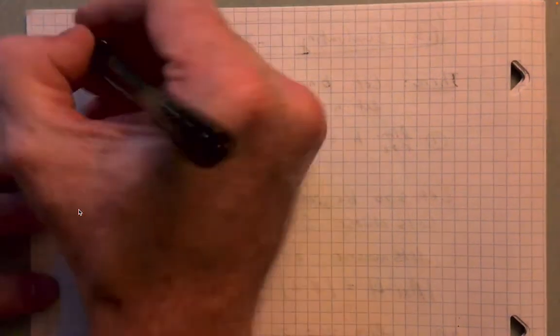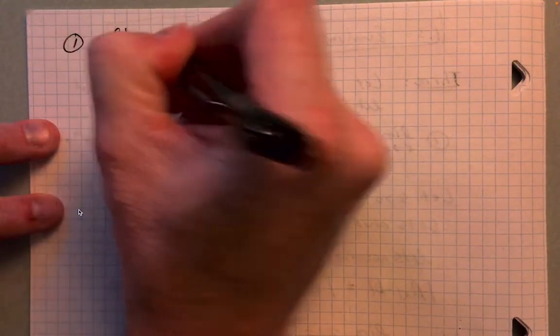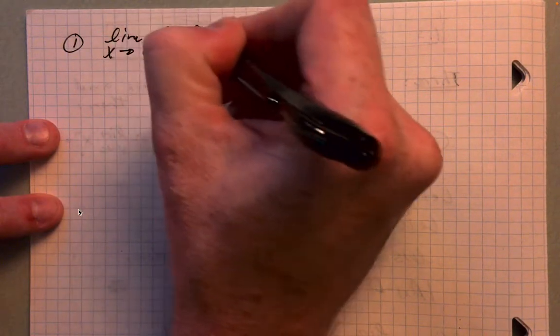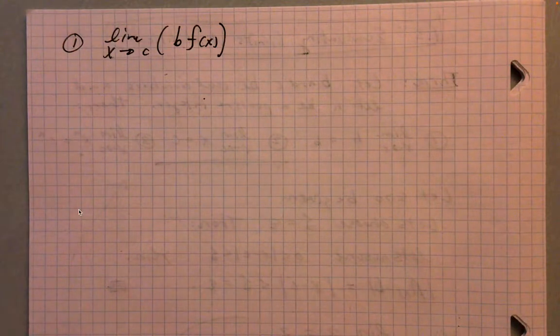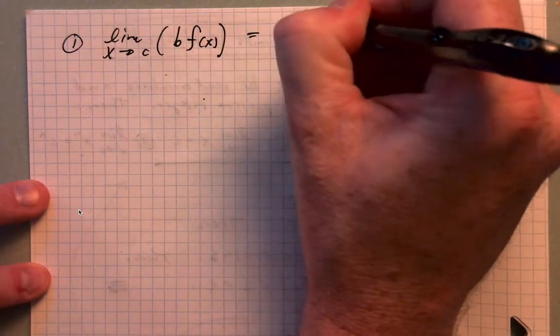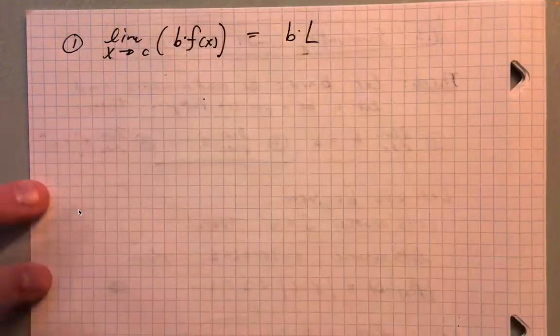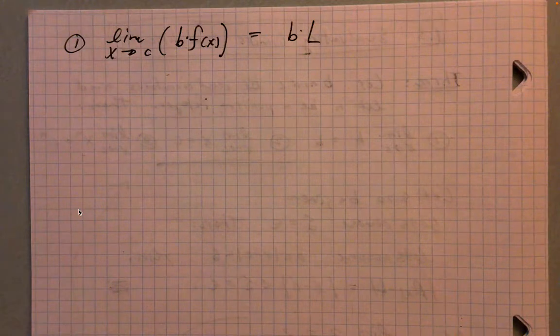So the first thing we can say is that the limit as x approaches c of b times f(x), so that's a constant value b multiplied times the function, is going to be equal to b times L. So whatever the limit of f is, the limit of b times f is going to be b times that limit. Okay, so this would be useful in the case of a polynomial where you can factor out a constant.